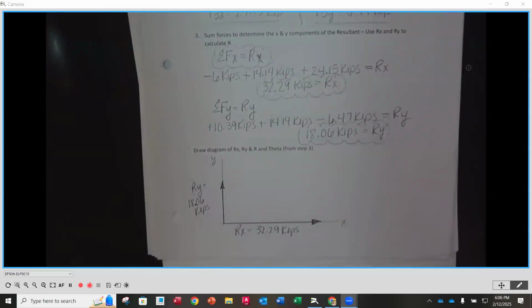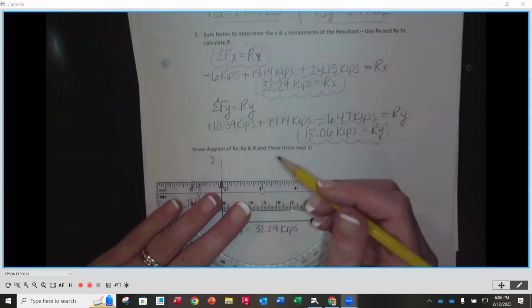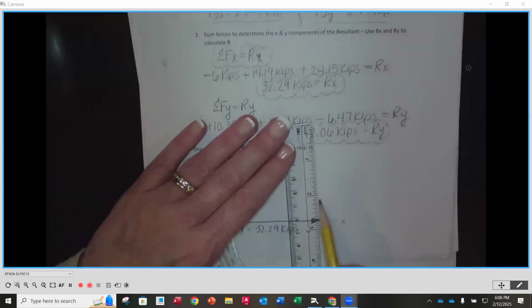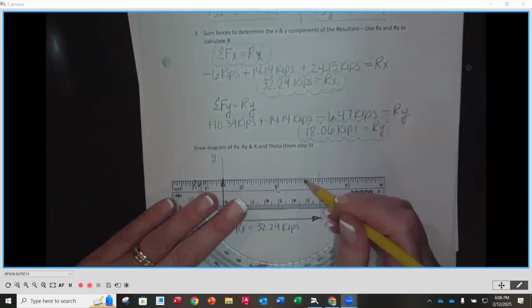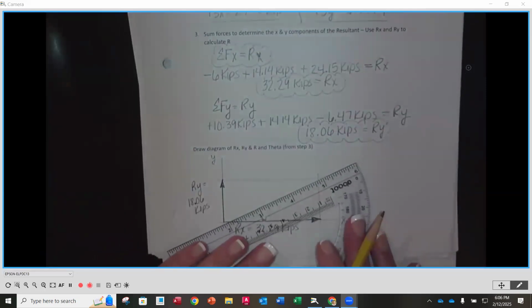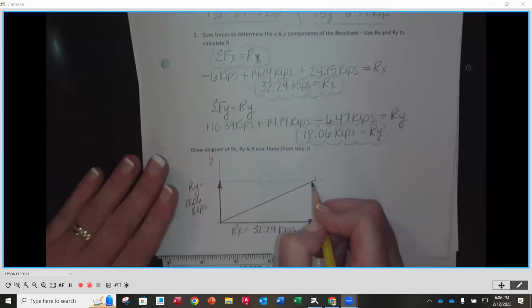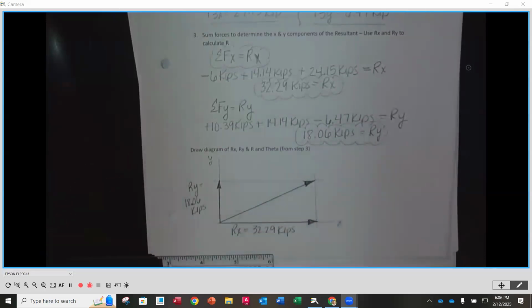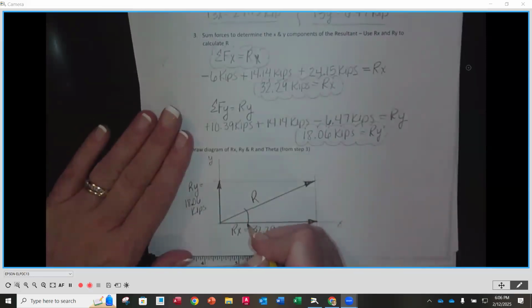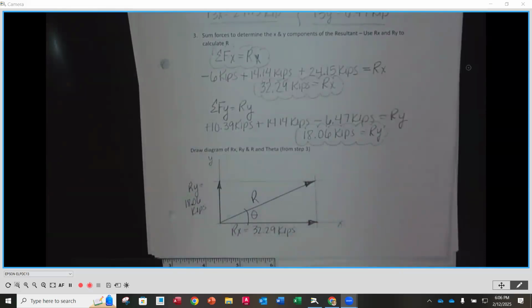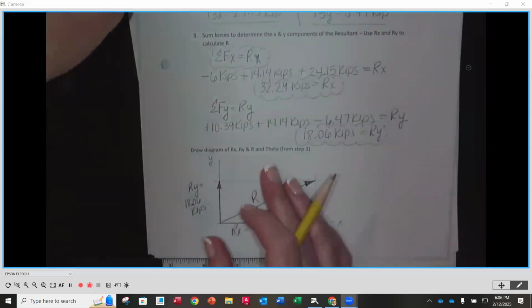Now that we have the legs, we can then put a construction line, if you would, parallel to each of the other forces, okay? And our resultant is going to start with its tail at the origin, and its tip is going to go to the intersection that we just created. We're going to label this capital R, that is our resultant, and then we're going to call this theta, okay? Now we want to calculate the magnitude of our resultant and theta.